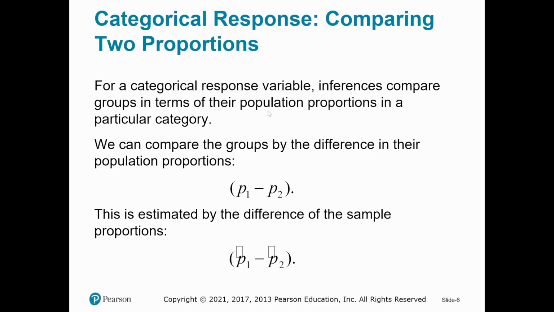So I want to go right to this. This is the population proportion from the first group. This is the population proportion from the second group, and we're taking the difference. Now, this is estimated by the difference of the sample proportions.